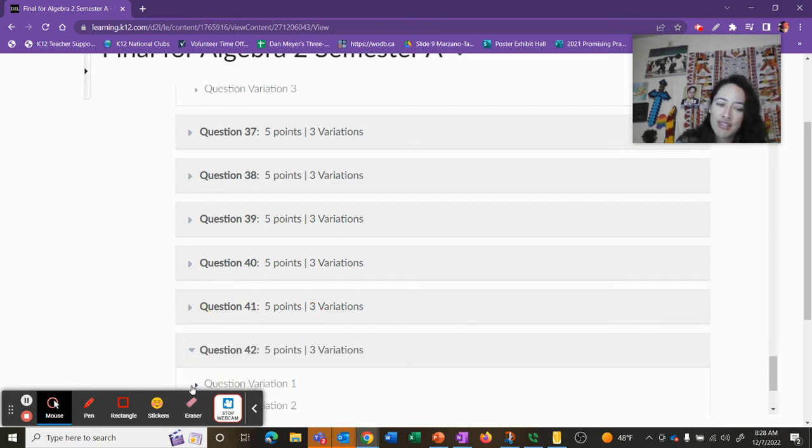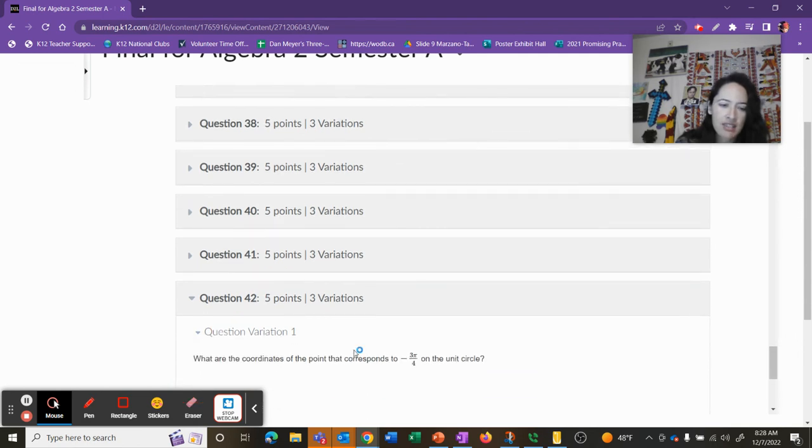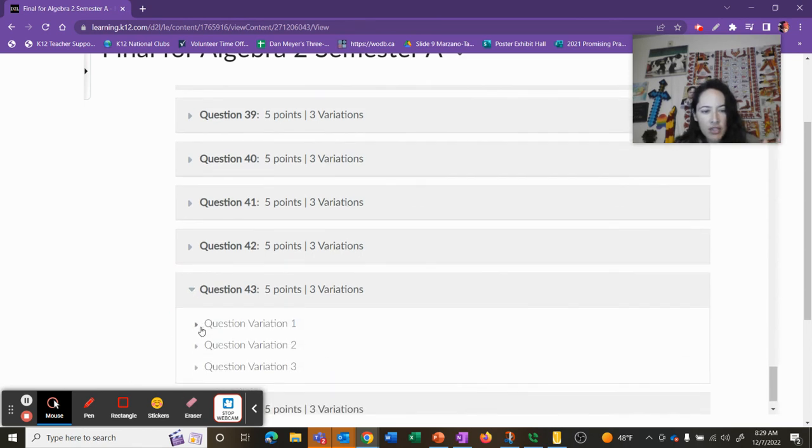Question 42, we're almost done. You've got this. What are the coordinates of the point that corresponds to this angle? It's a negative angle. So one of the strategies is you could add 2 pi to find its coterminal angle on the unit circle, and then look at the coordinates. Use your unit circle, but remember it's negative, so we're going backwards 3 pi over 4. That matters. Almost done. I'm going to join you guys.